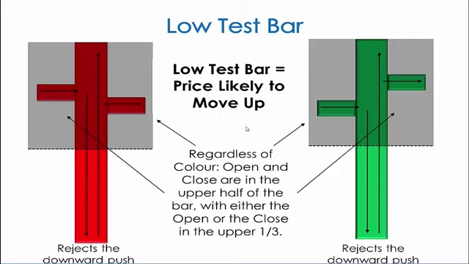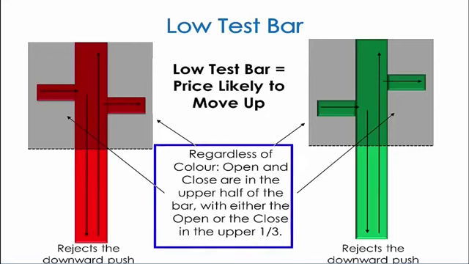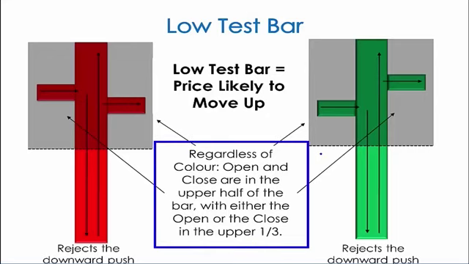Now, low test bars, price is likely to move up. What does it look like? Well, the colour, once again, is completely irrelevant. Green, red, doesn't matter at all. So that's the first thing. It doesn't really matter at all what the colour is. Also, it's just one bar that's telling us what could happen next. Now, toward the bottom middle of the screen, you'll see some text here that goes into detail as to what you need to see.